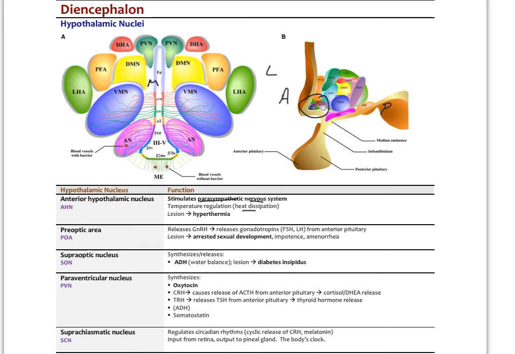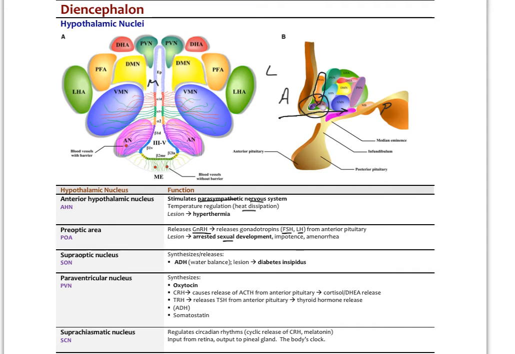So not shown in this picture, the optic nerves are coming in right here. And so the preoptic area is right here in the orange. Cells here release a hypothalamic releasing hormone called GnRH, gonadotropin releasing hormone. This is going to stimulate the anterior pituitary to release what are called gonadotropins, FSH and LH. This is going to regulate in females the menstrual cycle, and in males testicular and sperm development. So those are your reproductive hormones. Lesions here will result in arrested sexual development, impotence, and amenorrhea. So that's the preoptic area.